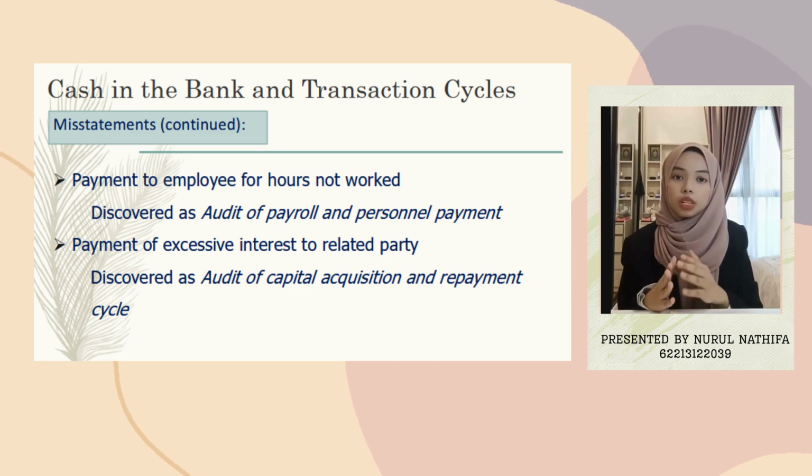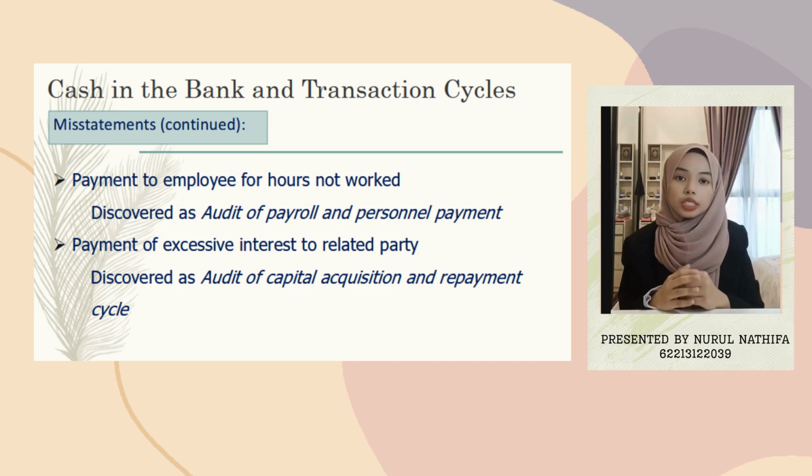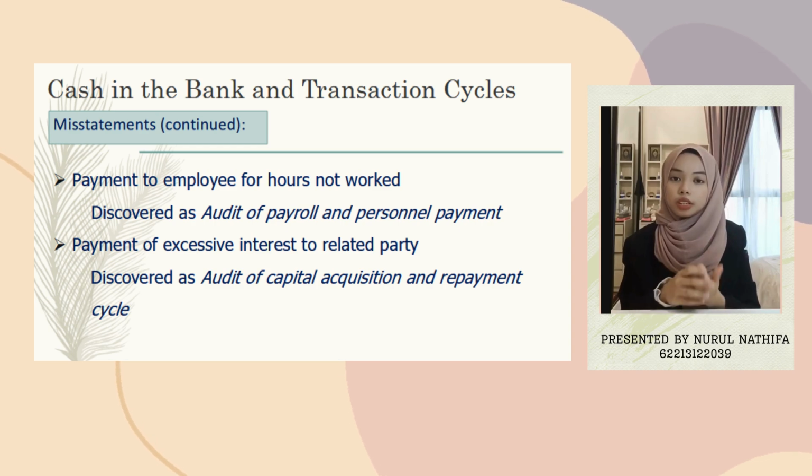Lastly is payment of excessive interest to a related party. A related party could be someone like a company owner or family member. They might charge a very high interest rate on a loan to the company. This is a way to take money out unfairly. The bank only shows the payment, not whether it was fair or legal. This can be found by auditing the capital acquisition and repayment cycle, where we can check loan agreements and interest rates.